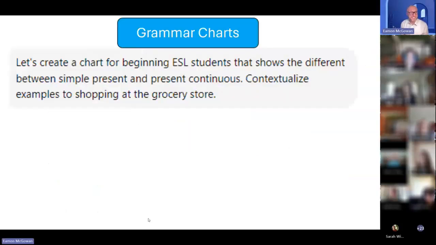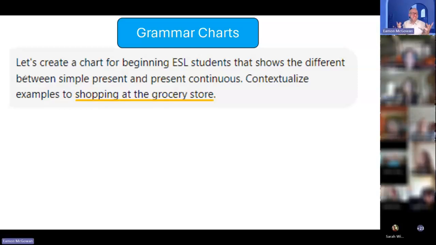All right, grammar charts. Another reason why I love using AI. I love charts. I think they're visually appealing to students. I have another prompt to read, please. Carol, would you mind reading that prompt for us where it says, let's create? Sure. Let's create a chart for beginning ESL students that shows the difference between simple present and present continuous. Contextualize examples to shopping at the grocery store.